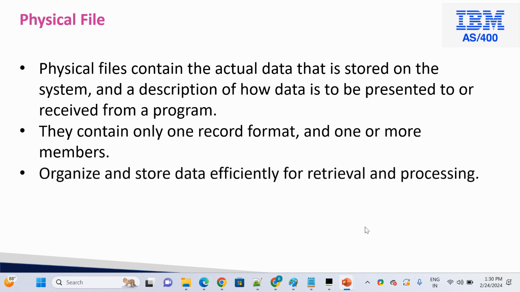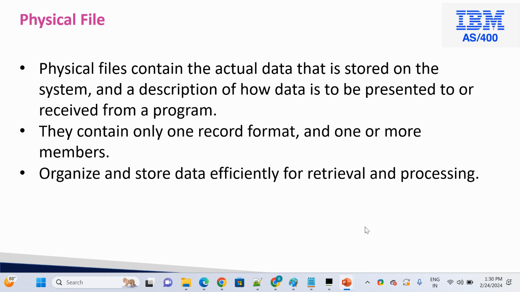The physical file organizes and stores data efficiently for retrieval and processing. What is retrieval and processing? You store the data in the physical file because you want to access that data whenever you want. Say the customer made transactions over one month, and you stored them in a physical file. When the customer requests a statement, you have to retrieve that information from the backend physical file, generate a report, and give that report in PDF format to the customer. So you store the data because you want to retrieve and process it based on the customer request.